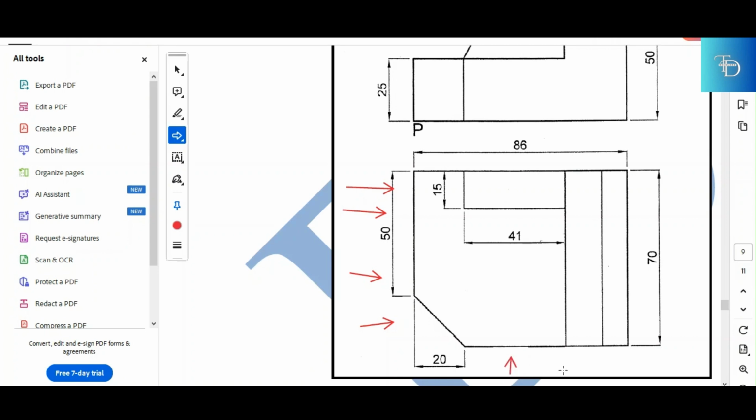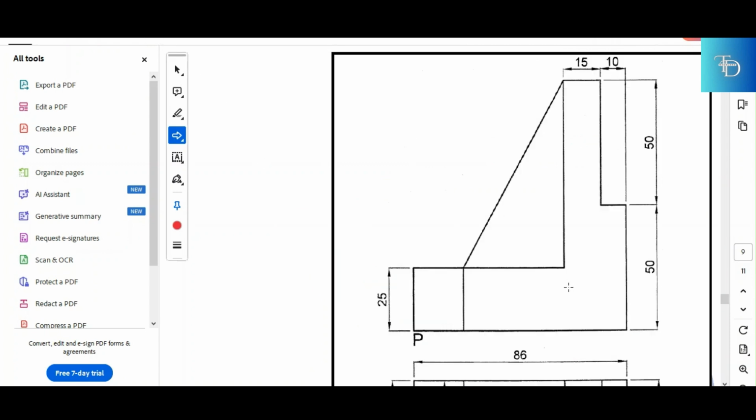This one is going to be the front side of the component. And then that one is going to be the back side of the component. This one is going to be your right hand side of the component.